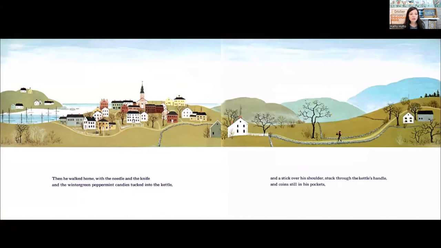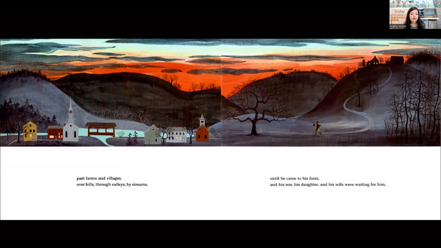Then he walked home with the needle and the knife and the wintergreen peppermint candies tucked into the kettle, and a stick over his shoulder stuck through the kettle's handle, and coins still in his pockets. Past farms and villages, over hills, through valleys, by streams, until he came to his farm, and his son, his daughter, and his wife were waiting for him.